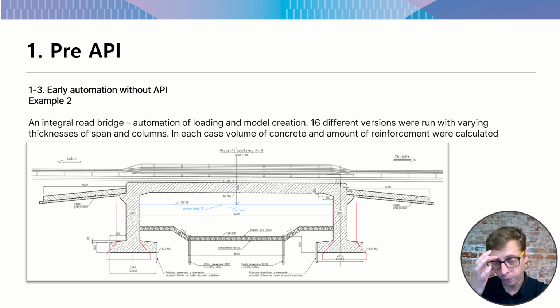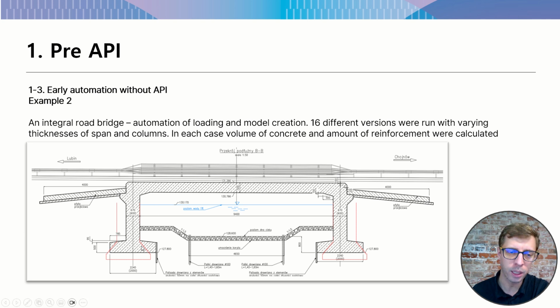Another example here for an integral road bridge, just to show the benefits of automation, where the thicknesses of each of these elements could be varied, and very easily the amount of reinforcement could then be calculated and given and populated into a spreadsheet to each of the values.